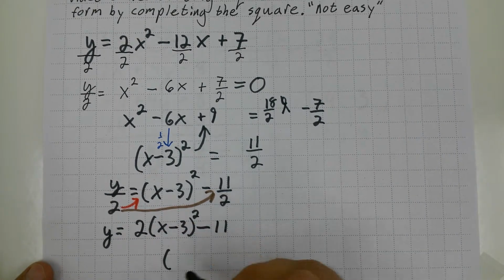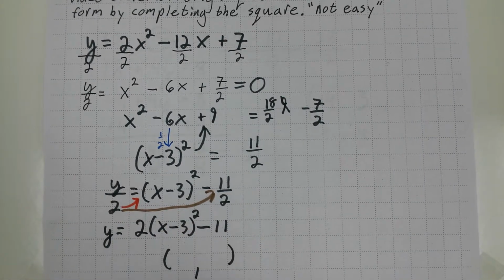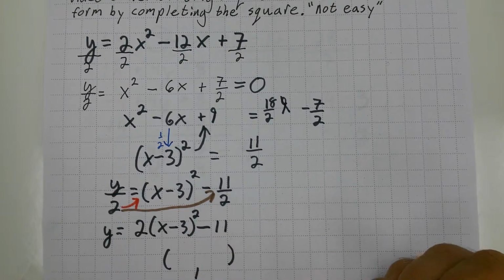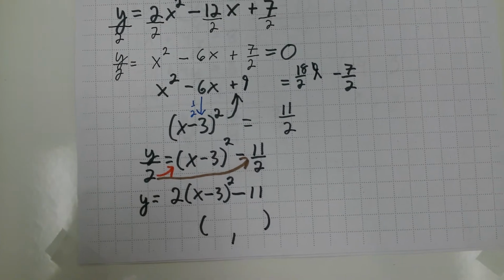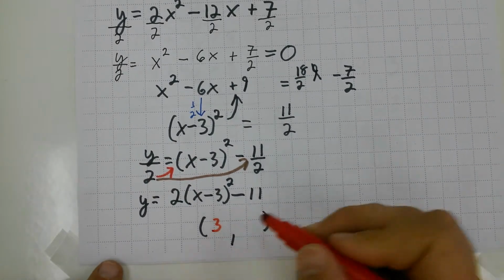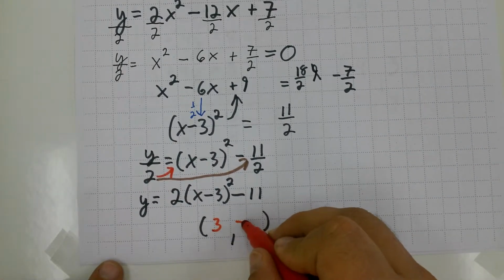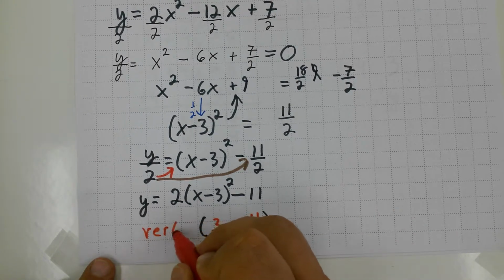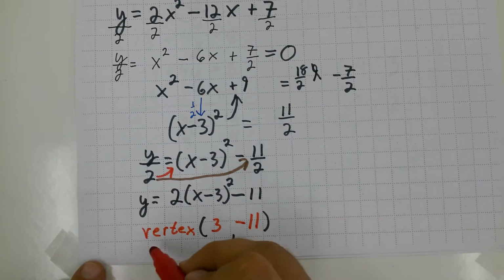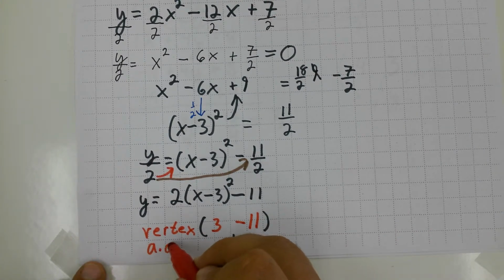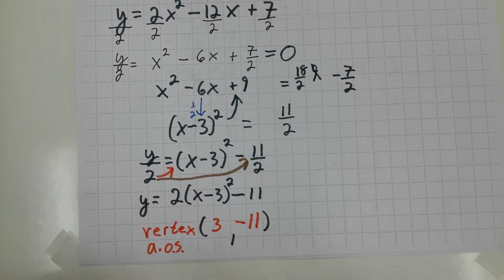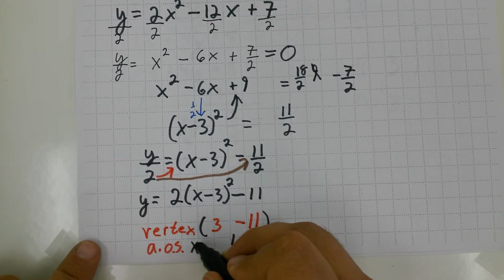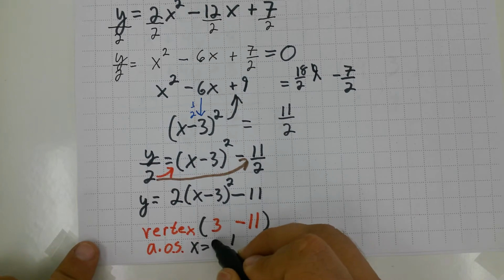And I can find the vertex rapidly just by doing the opposite and the same. So the opposite of negative 3 is going to give me positive 3. And the same as negative 11 is negative 11. And that's my vertex. And again, they might ask you for the AOS, or axis of symmetry. And the axis of symmetry is merely going to be the equation x equals whatever that x value is, 3.